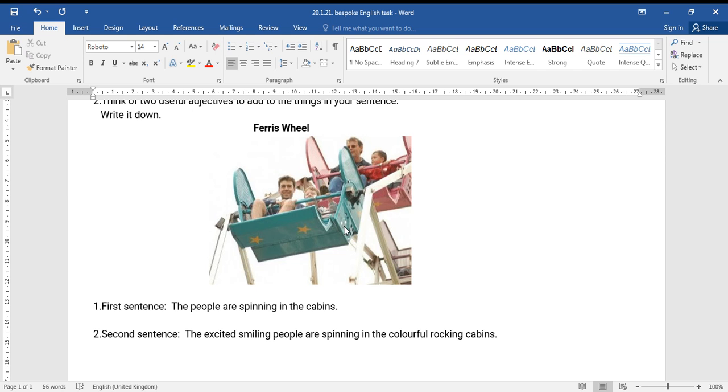But I remember from a lesson that we did before, we need to have some commas between the adjectives because they are in a list. The excited, smiling people are spinning in the colourful, rocking cabins. Fabulous. Now it's time for you to have a try.